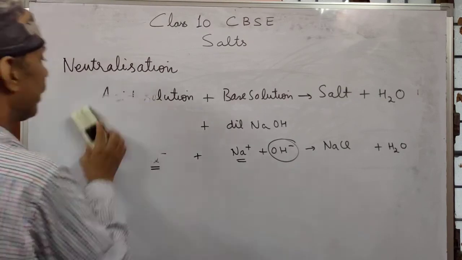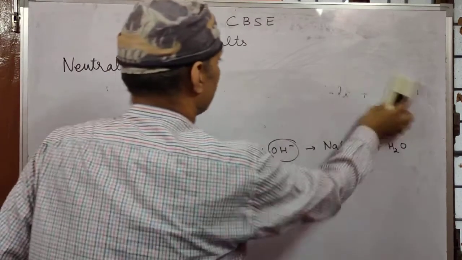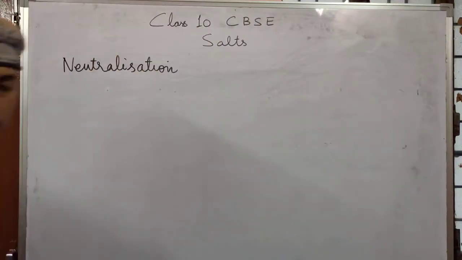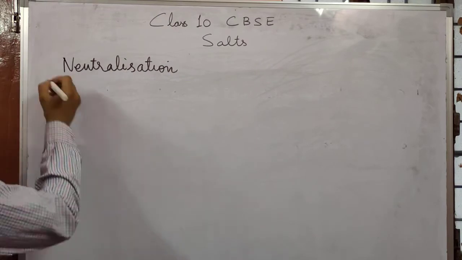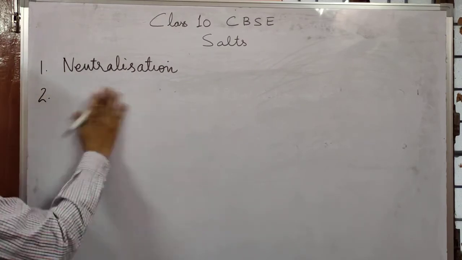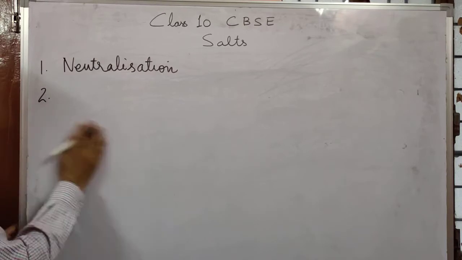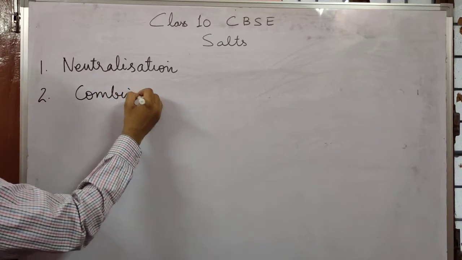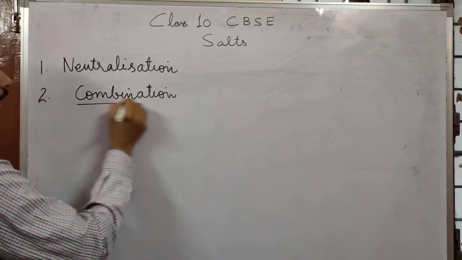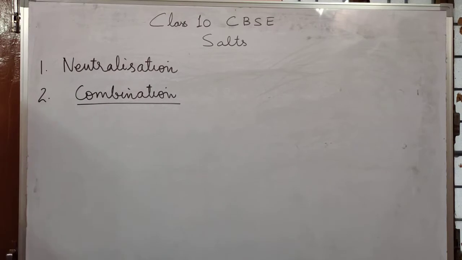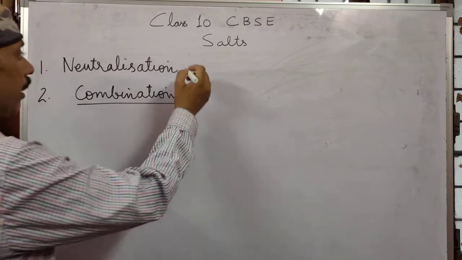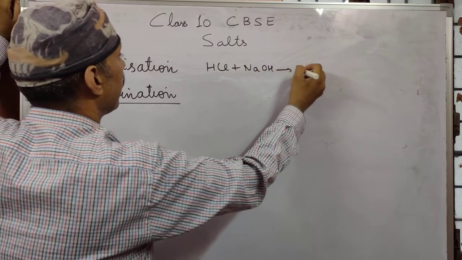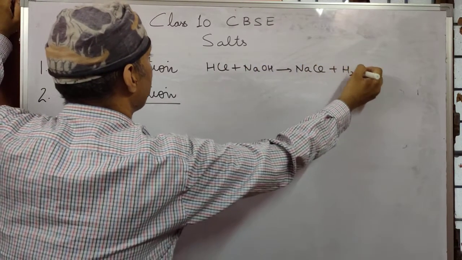Alright, let us take the second method of preparing a salt. So how can the salt be prepared? This is the first method, and the second one is combination. In the combination reaction, many salts can also be prepared by this combination method. Neutralization is HCl plus NaOH gives NaCl plus H2O.